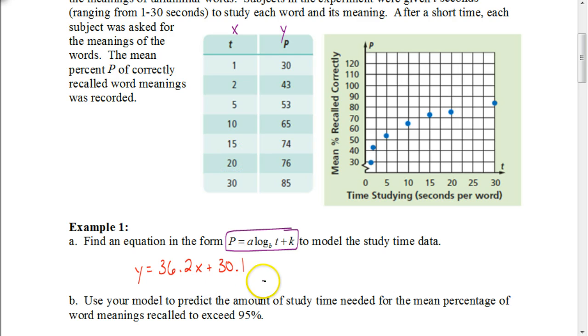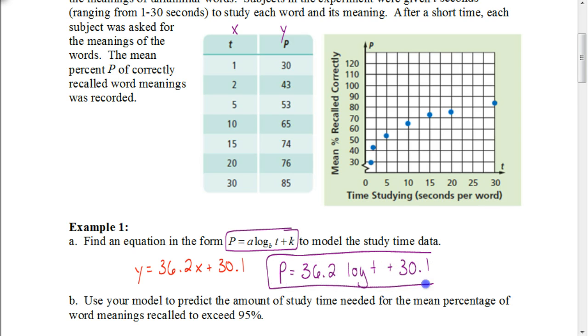So I'm going to replace x with the log of t. And instead of y, I'm going to use p. So I'm going to say p equals, my value for a is 36.2 times the log of t plus our constant, which is 30.1. So there's an equation in that form that models the study time data.